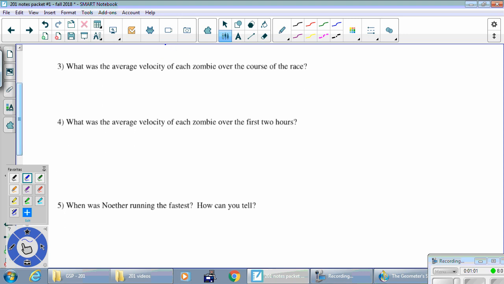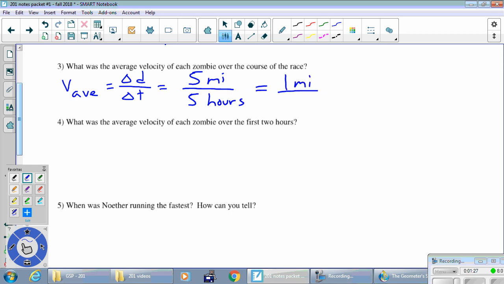What was the average velocity of each zombie over the course of the race? Okay, so here's a formula that you know. Average velocity is the change in distance over the change in time. And for each of our 4 zombies, the change in distance was 5 miles. And then the change in time was 5 hours. They all took exactly the same amount of time to cover those 5 miles. And so we can reduce this and we get 1 mile per hour, or 1 mph.